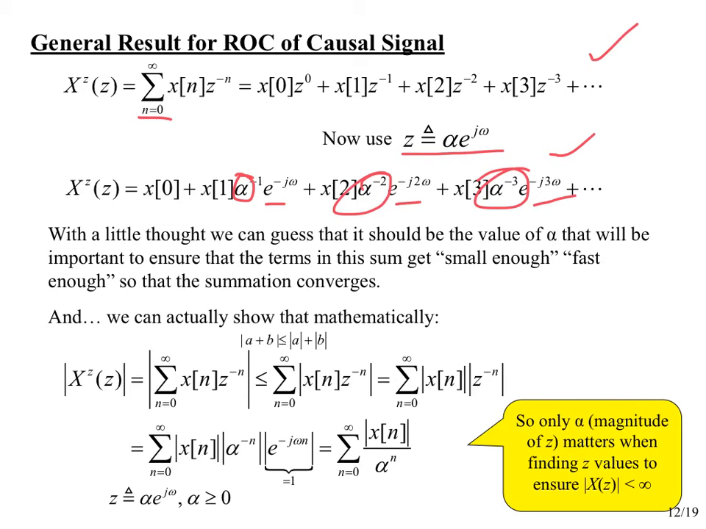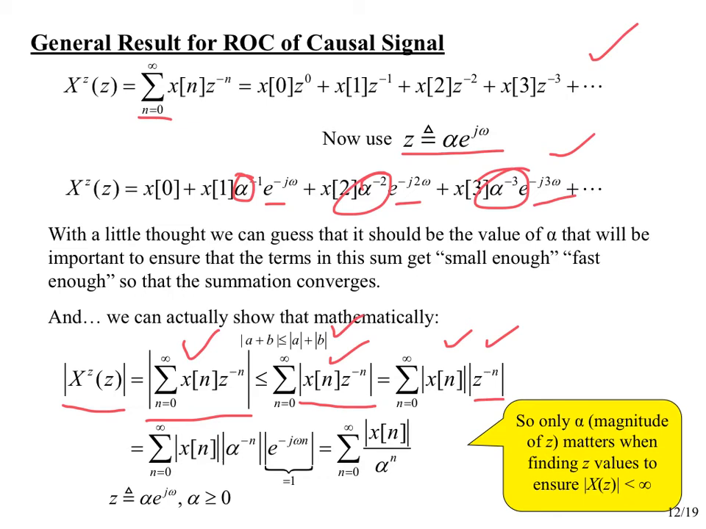And we can actually show this mathematically. So if we start out with our X(z) and look at its magnitude, we apply the magnitude to the summation, and now we just use a version of this simple result, which you should be able to look at and say, yeah, that makes sense. Going from here to here is just that same result. Then we have the magnitude of the product of two things as the product of their two magnitudes.